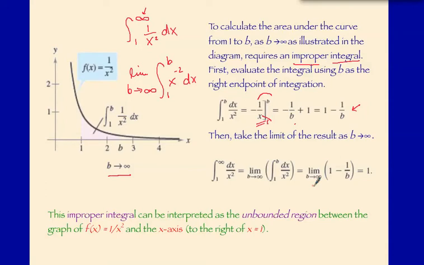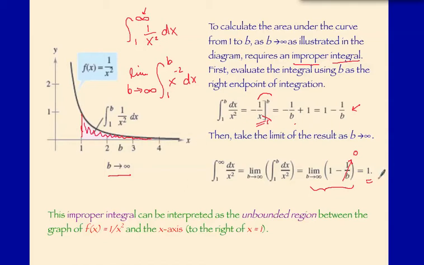Now, take the limit of that function as b approaches infinity. Notice, because infinity will now go into the denominator of a fraction, this becomes a zero term, and our answer is 1. What does this mean? It means that the actual area under the curve from 1 to positive infinity is 1.